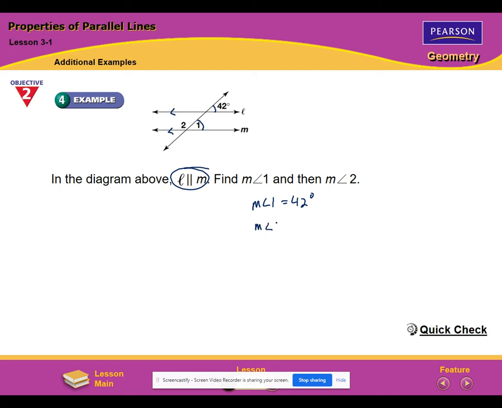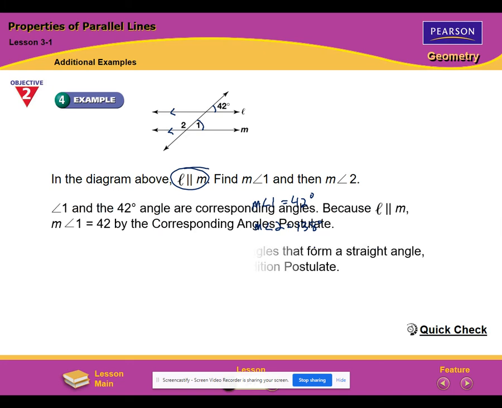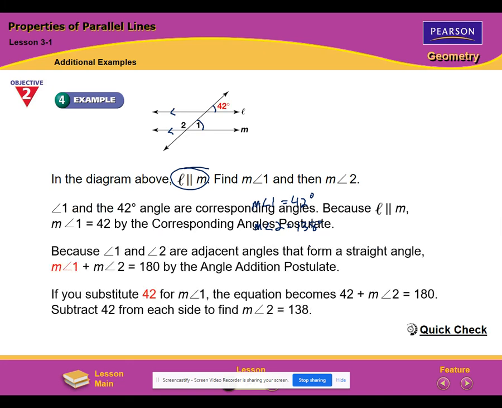Then wouldn't you know that the measure of angle 2 is a sum with the 42 degree angle here of 180? So wouldn't that be 138 degrees? Yeah, we just want to get that one out of the way before we go ahead and really tackle the proofs hard. So here we go.